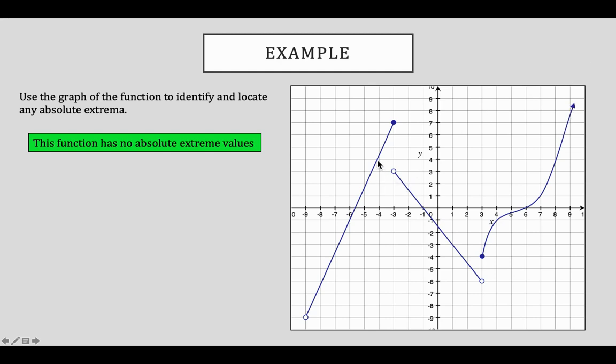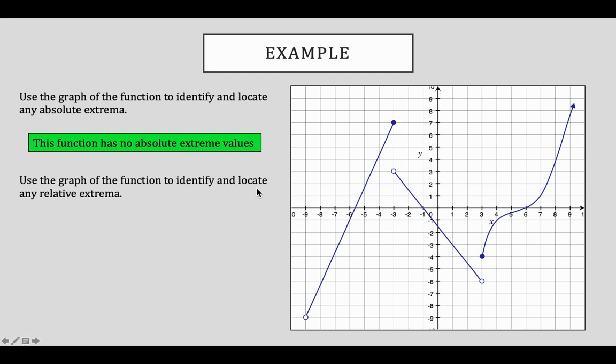What about the lowest y value on the graph? Well, over here on this portion, we notice the y values approach -9, but this open circle means that they are never going to equal -9. The y values are getting closer and closer and closer to -9, infinitely close, but not equal to -9. Because we cannot put a numerical value on that, there are no absolute extreme values. This is not going to be an absolute minimum. All right, using the same graph, identify and locate any relative extrema.